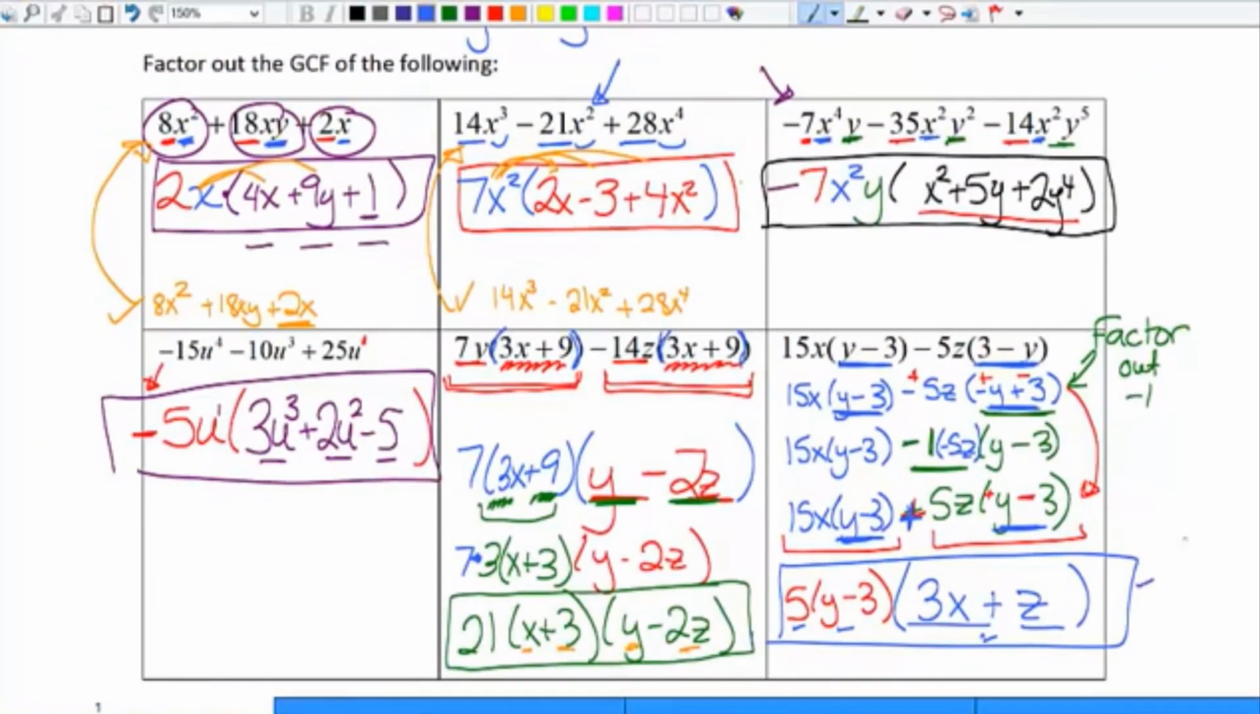If you want to take a moment to distribute this out, and distribute out the original problem, you can see that they truly are equal, and they're just two different ways of writing the same expression. Our answer is considered factored because all of our terms are being multiplied. So we know we have truly completely factored this problem.